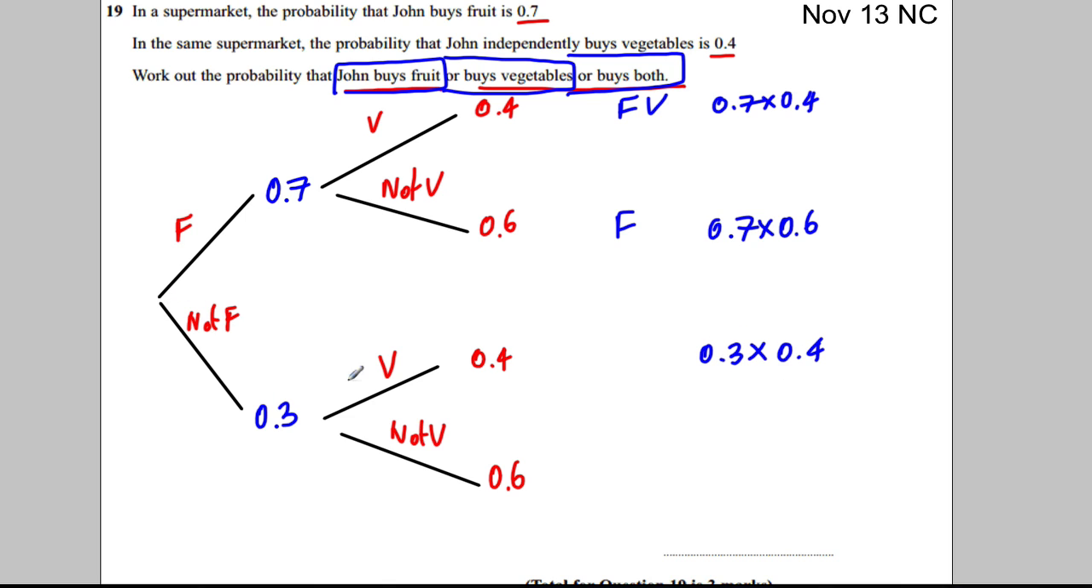And the probability of not fruit, not veg, well, that's the only one we don't want, so we don't care about that. So this one is going to be 0.28, this one's going to be 0.42, and this one's going to be 0.12. I'm going to add these up. 12 and 42 is 54, add 20 is equal to 74, add 8 is equal to 82. So this is going to be 0.82.